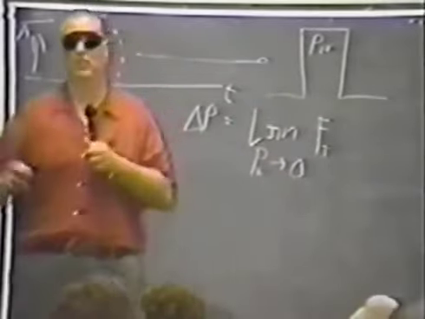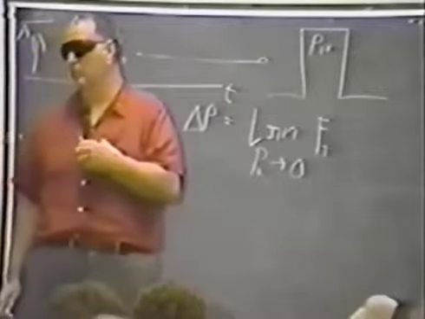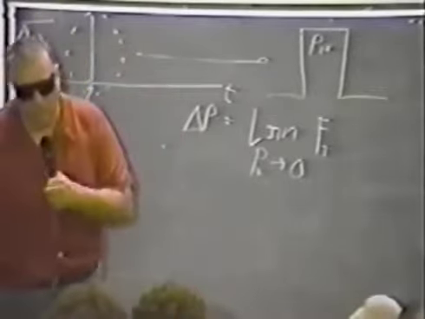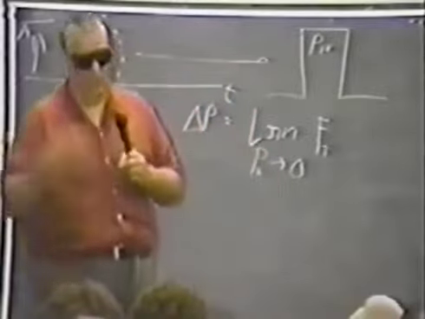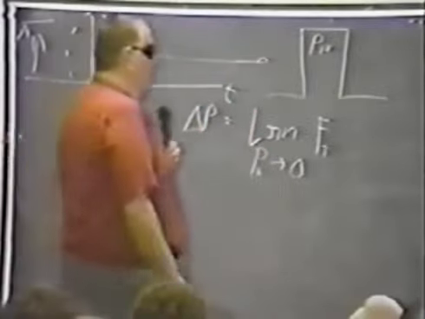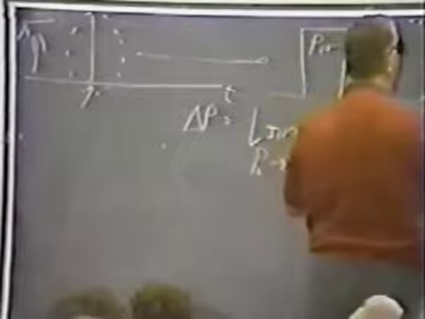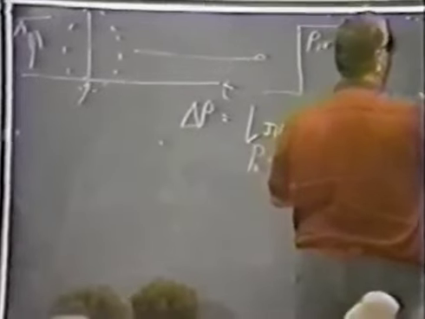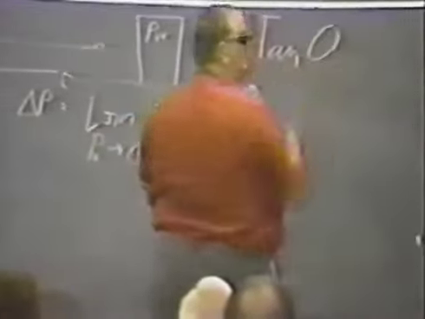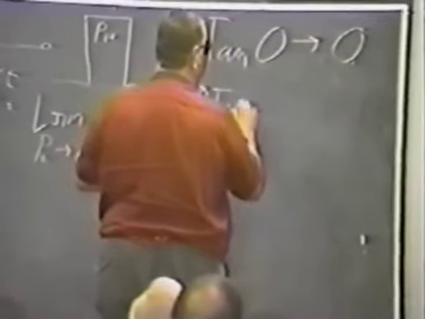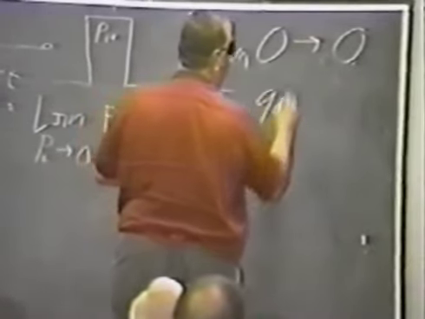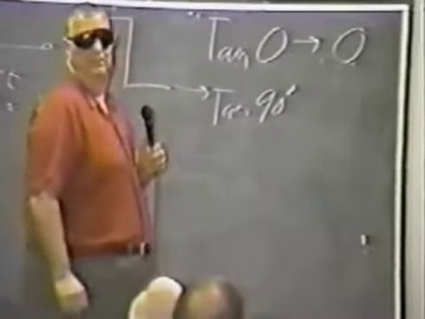What happens, engineers in the audience, when you shrink this pulse width to 0? The bandwidth of the pulse goes to infinity. The rep rate of the pulse goes to infinity. Now, consider this. What's the tangent of 0? 0. What's the tangent of 90 degrees? Infinity.